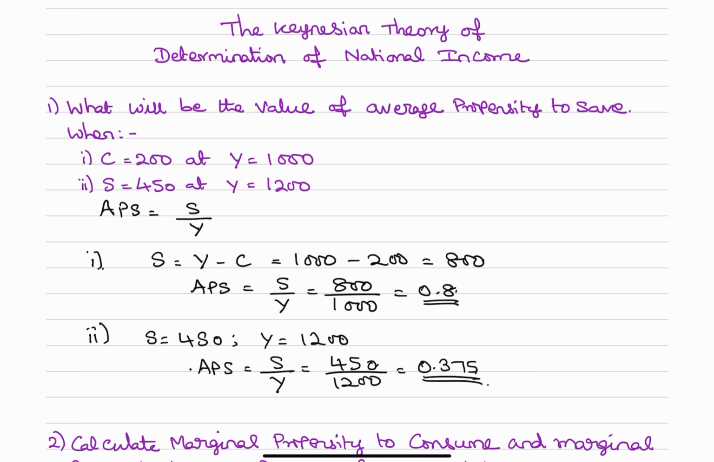In the first case, consumption is given, so income minus consumption, that is 1000 minus 200, is equal to 800. Average propensity to save is S divided by Y, that is 800 divided by 1000. The answer is 0.8. In the second case, savings has been given directly. So average propensity to save is equal to S by Y, that is 450 by 1200. The answer is 0.375.